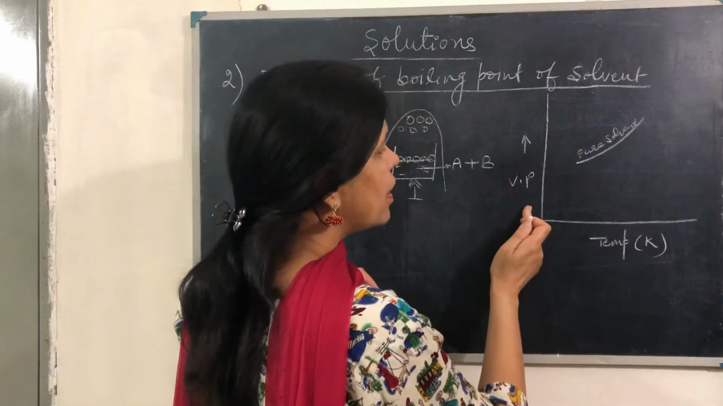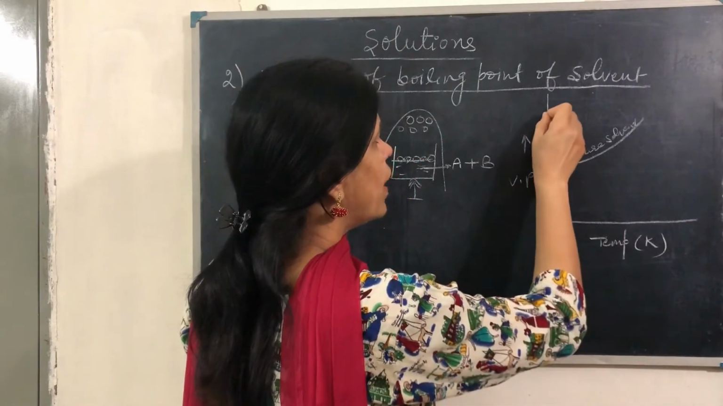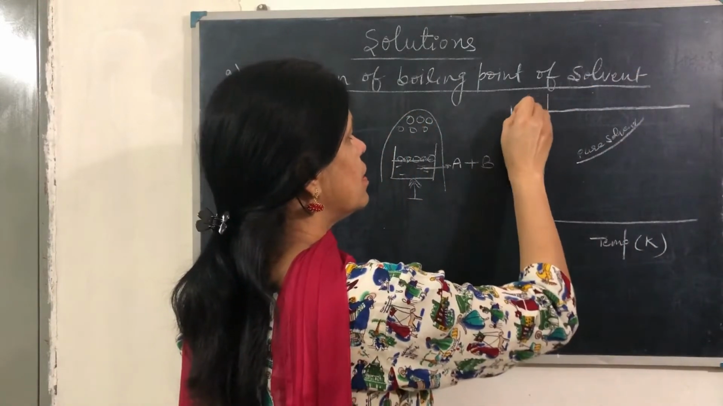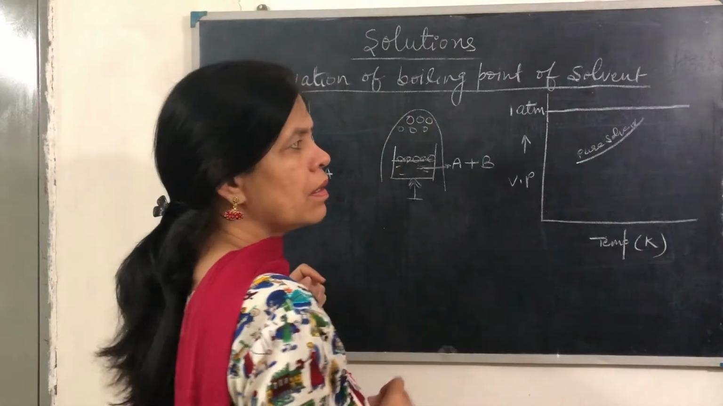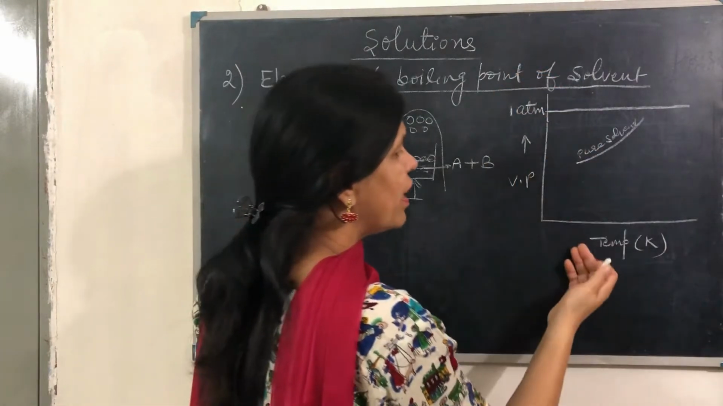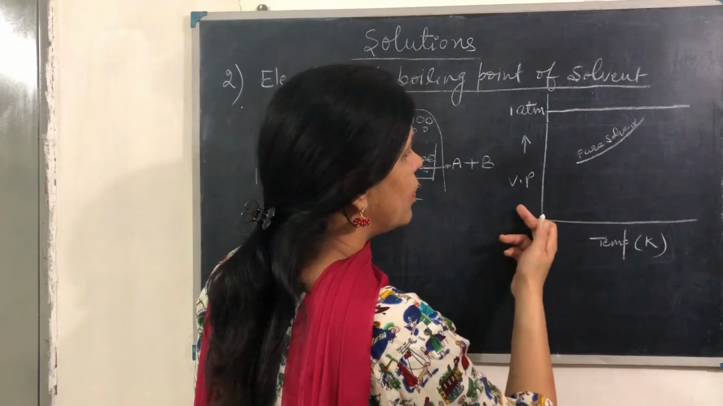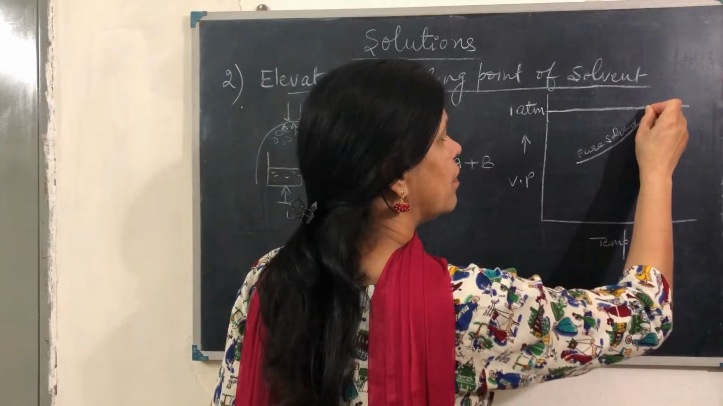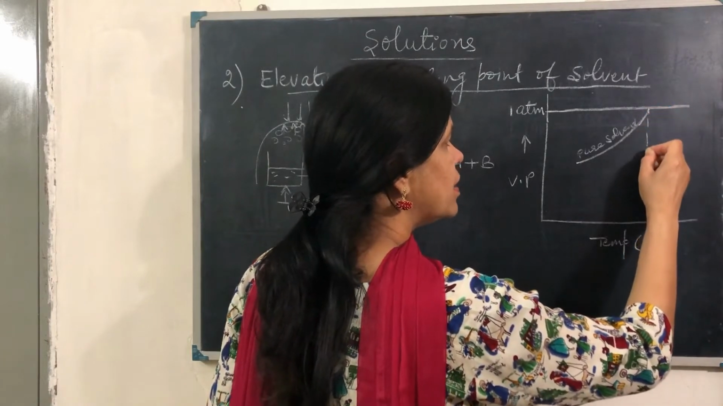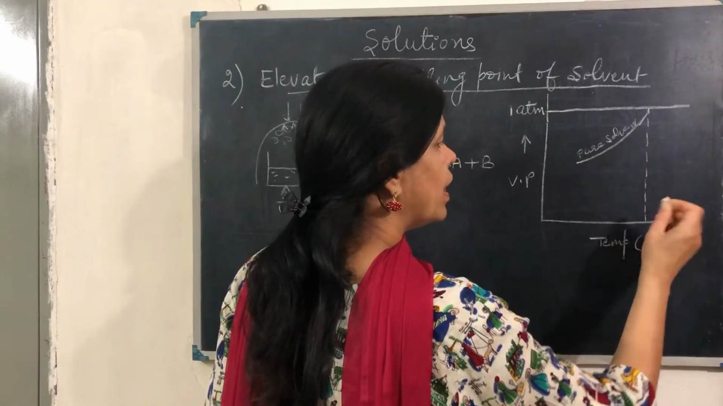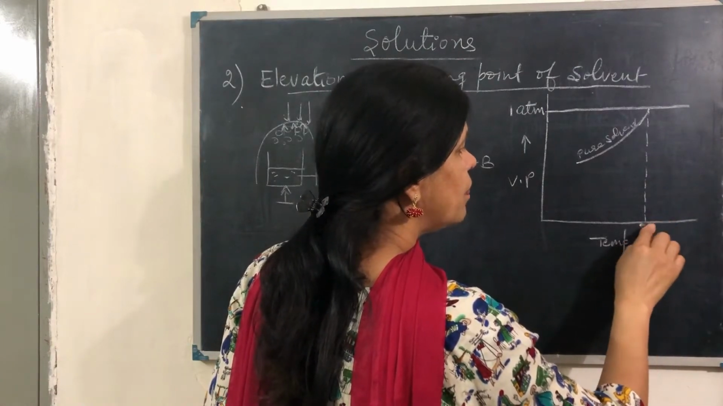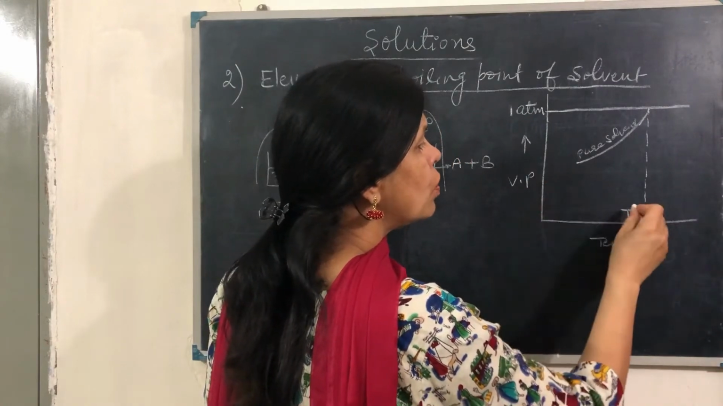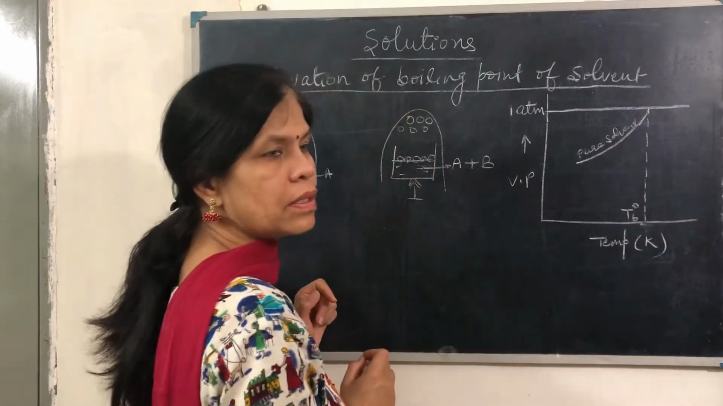Vapor pressure increases 0.1, 0.2, 0.3, 0.4, and a stage will come where vapor pressure becomes equal to 1 atm. This is the pressure where it is equal to 1 atm. So if I keep raising the temperature, vapor pressure keeps on increasing, and a stage will come when it reaches 1 atm. At this temperature, the liquid will start boiling, and this is written as TB. I'll write down, this is TB, boiling temperature of pure solvent. So I'll write down TB naught.